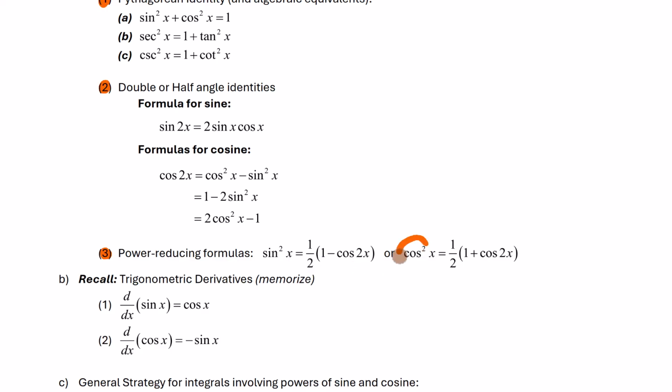Or secondly, cosine squared of x is equal to 1/2 times the quantity 1 plus cosine 2x. And so again, sometimes these are referred to as power-reducing formulas because they go from, for example, a squared sine down to a non-squared cosine, or a squared cosine down to a non-squared cosine. So you're reducing the powers of those trig functions.